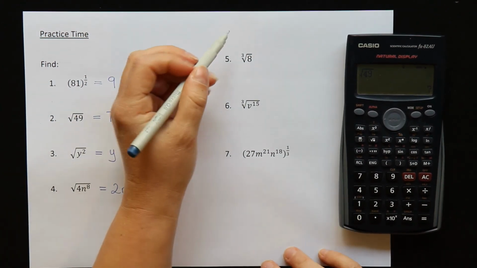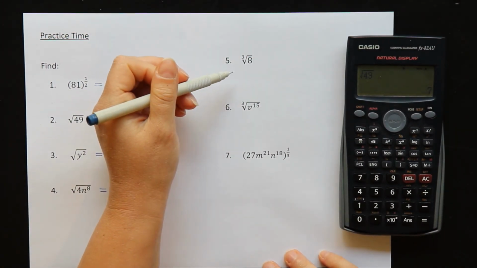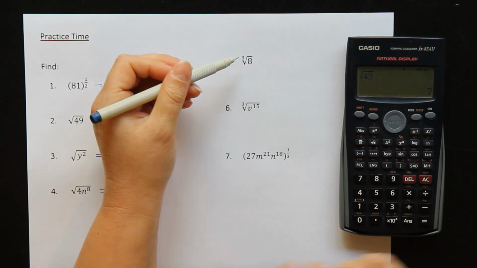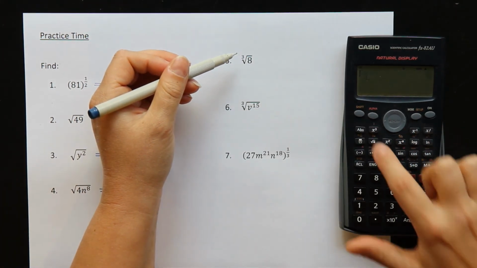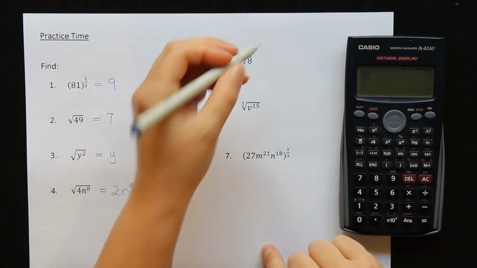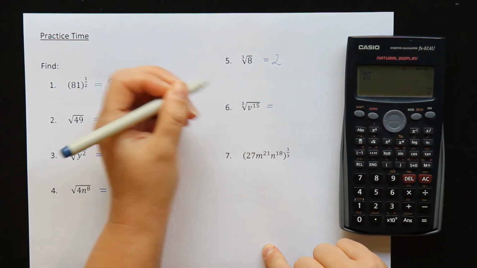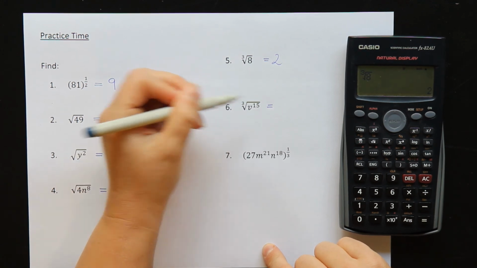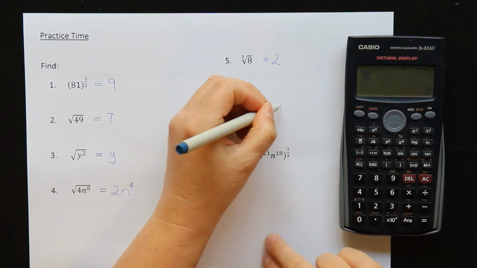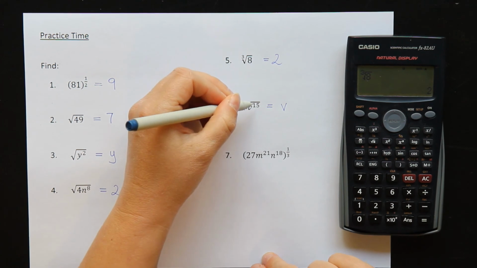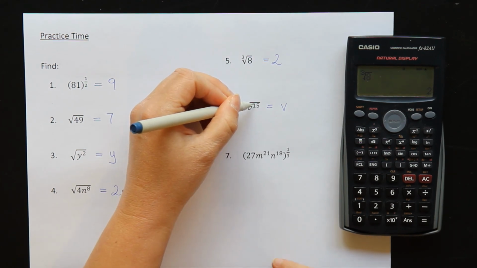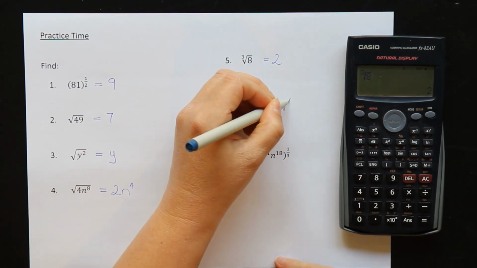On the other half of the page, we have the cube roots. So the cubed root of 8. We can type that one in. Cubed root of 8 is 2. It's a nice easy one. Question 6. Cubed root of v to the power of 15. Cube root means I have to divide the power by 3. 15 divided by 3 is 5.